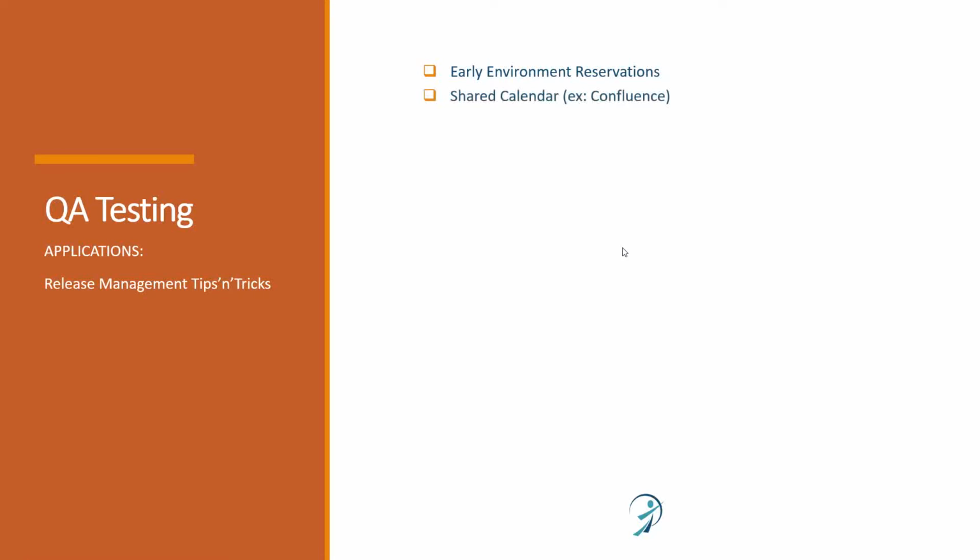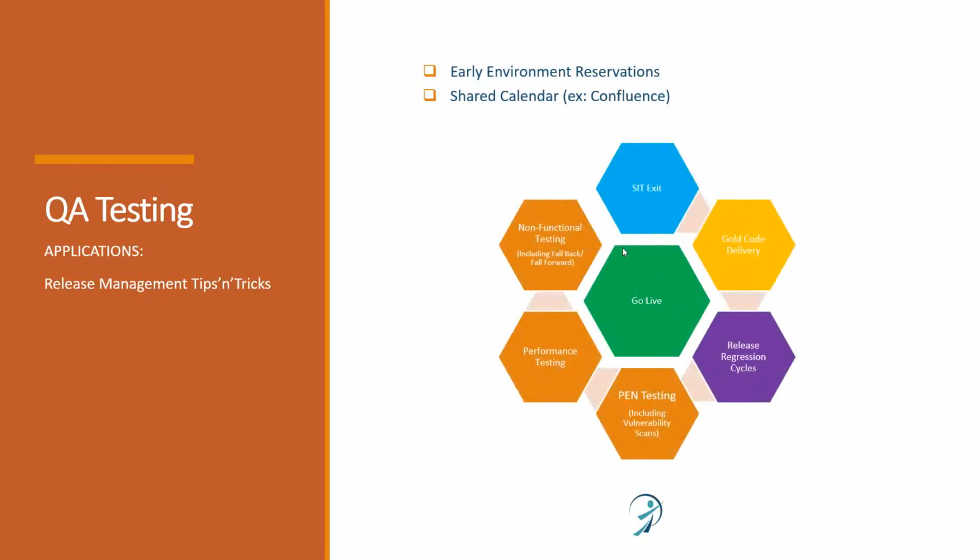You can easily communicate key milestones such as your SIT exit, your gold code delivery, release regression cycles, pen testing, which is your penetration testing, including your vulnerability scans, performance testing periods, non-functional testing, including the fallback and fall forward of your code, all ultimately working towards your go live date.